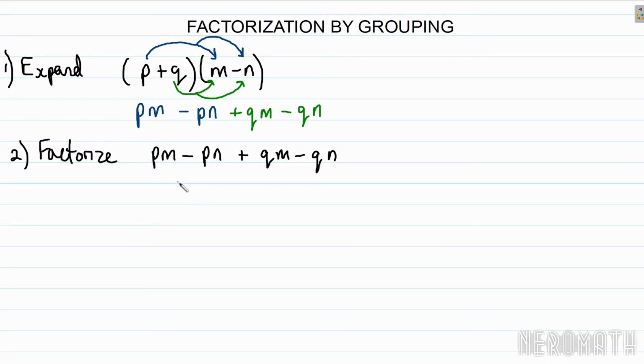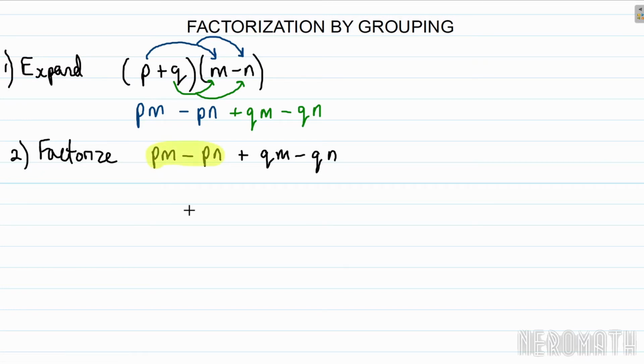So now my second question is to factorize pm take away pn plus qm take away qn. The first thing we're going to look for here is if there's anything common between all four terms. And clearly there's nothing common between all four terms. And that's how you know it's a factorization by grouping question. There'll be four terms and there'll be nothing common between all four terms. So what you're going to do is take it two at a time.